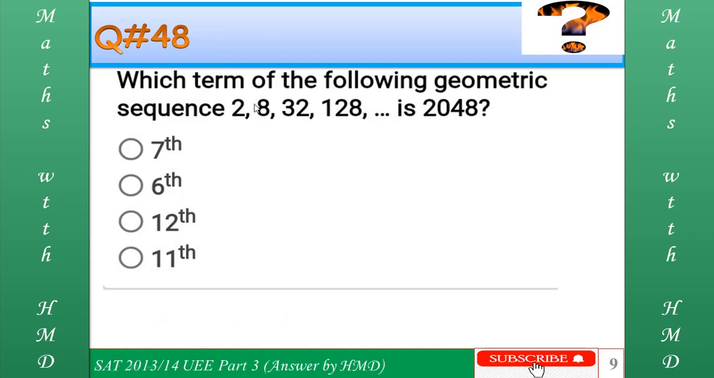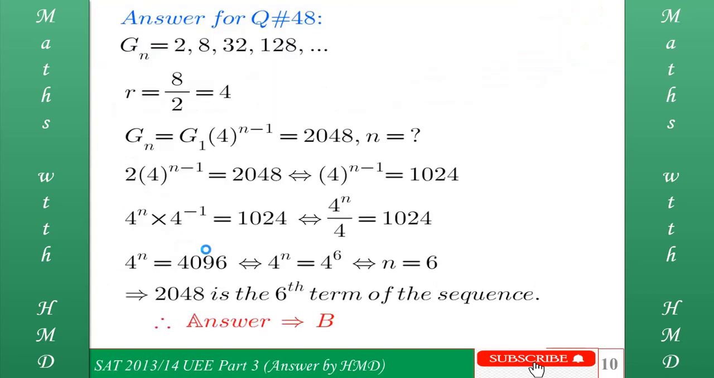It says, which term of the following geometric series 2, 8, 32, 128 and so on is 2048? A, 7th term; B, 6th term; C, 12th term; and D, 11th term. Okay, students, please try to investigate your answer briefly before watching the answer. Okay, let's get to answer the question. Here is the answer for question number 48.